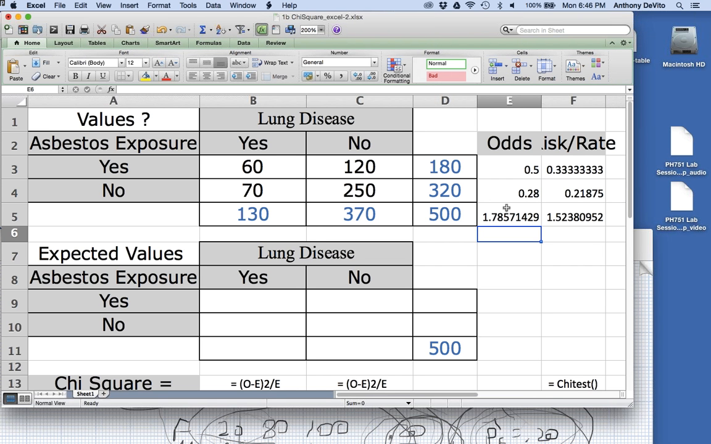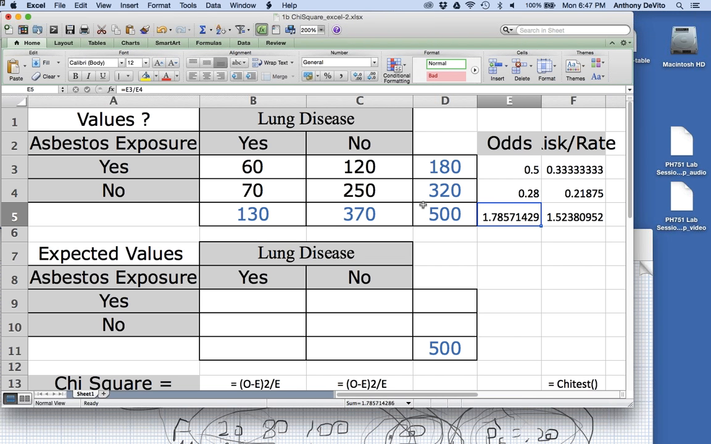Now, remember we talked about needing a way to decide whether this difference from 1 is due to chance. We don't know for sure, because it's a relatively small sample. So we don't know if it's really true of the entire population of everybody that worked in the Navy Yard in the 1950s or 60s. We only know what we have from our sample. So we have to have a way to determine whether or not this is due to chance.